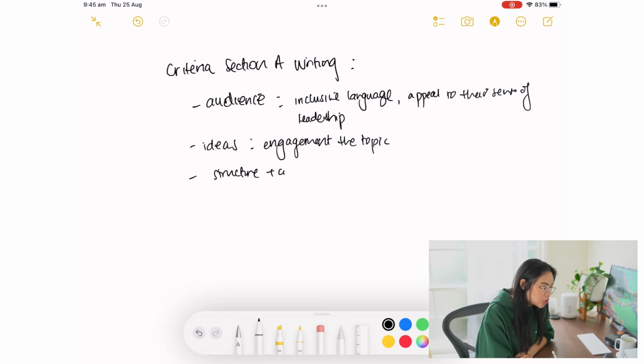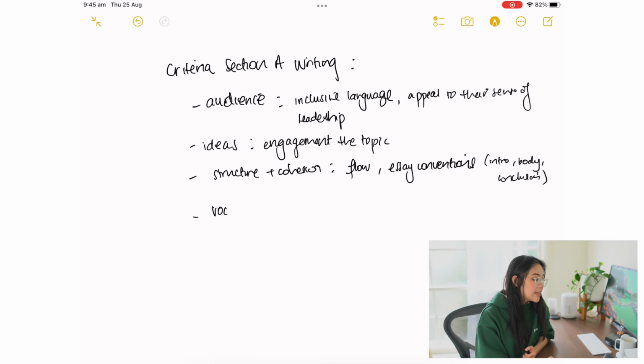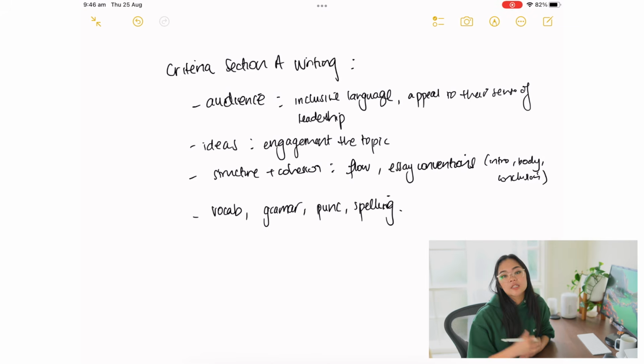Then afterwards is structure and cohesion. So this is really just the flow of your essay structure. Introduction, body paragraphs, conclusion. Make sure that your paragraphs flow on from one another as well. And then afterwards you've got vocab, grammar, punctuation, and spelling. And honestly, there's not much I can help you out there. Use your dictionary. Cool. Okay, so now we're done with section A.